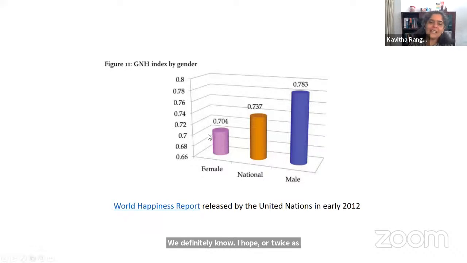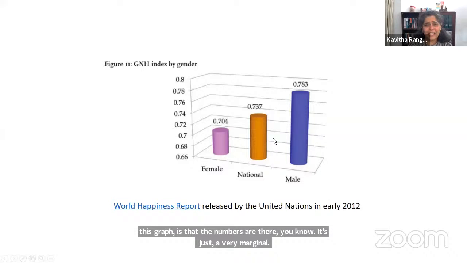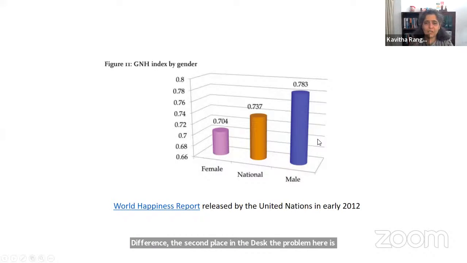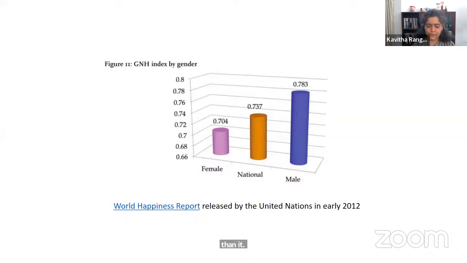And the only saving grace in this graph is that the numbers are there. So, you know, it's just a very marginal difference, right? The second place in the decimal. The problem here is the truncated axis, as well as the 3D nature of the graph that makes what is towards you look much bigger than it is. So you can see both of those elements we talked about playing out in this graph.